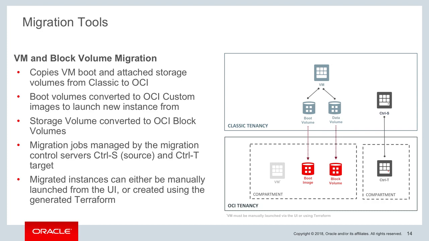One is called the controller server, which runs on the source environment, which is the OCI Classic environment, and the other is the control T or control target server, which runs on OCI. And these servers will have to run on the customer tenancies. The migrated instances can either be manually launched from the console or created using the generated Terraform scripts.